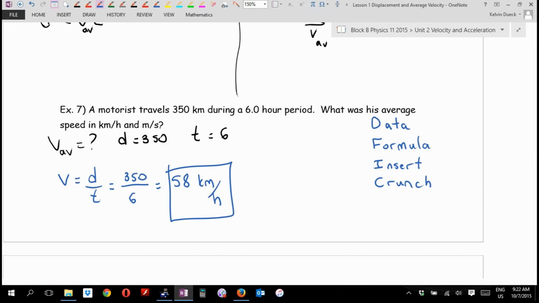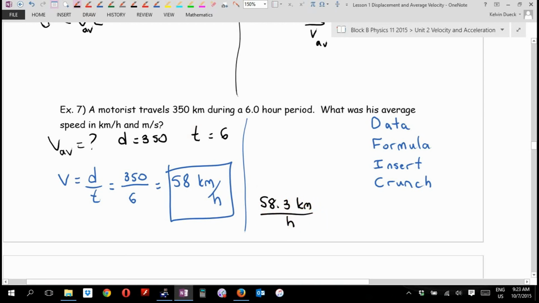They said find it in kilometers per hour and, what? We need to convert this to meters per second. I guess I write down what they give me. And now I'm going to use the full value, the 58.3333333, which is still on my calculator. And this is kilometers per hour. You know what, I need to move this down. I need more room.